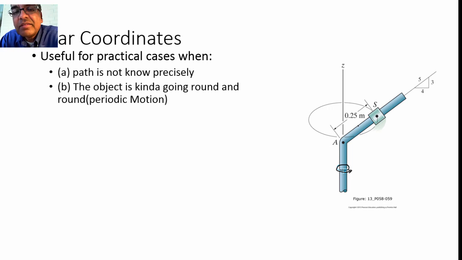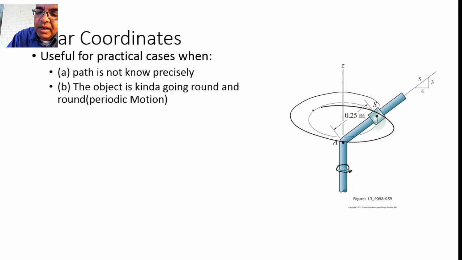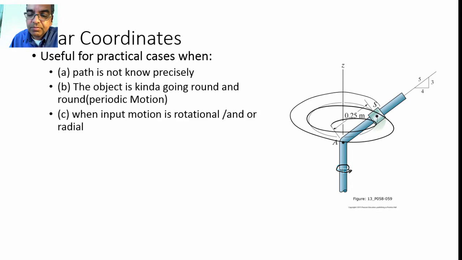As long as you know that the object is going around and around, periodic motion, then you should be able to do it. If you spin this, depending upon what happens, it might be spiraling around somehow. So that's a useful thing to know. And the input motion must be rotational. That's another point where you can use it.